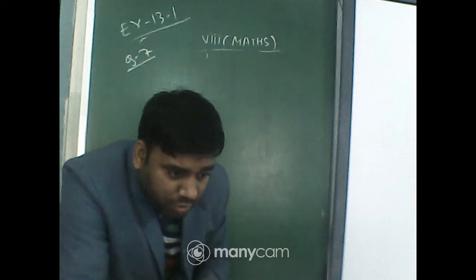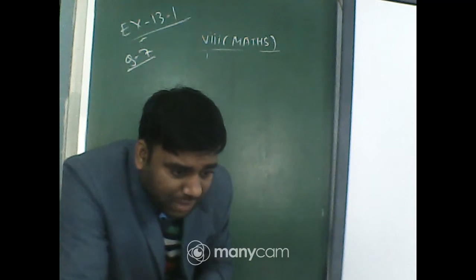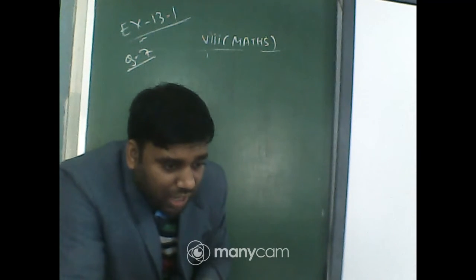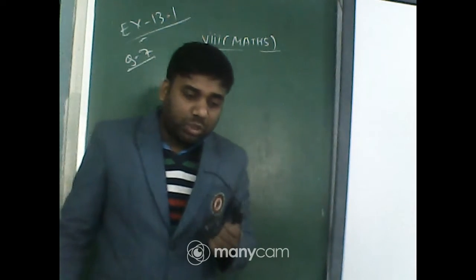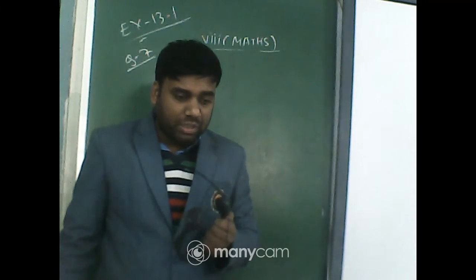Suppose 2 kg of sugar contains 9 into 10 to the power 5 crystals. How many sugar crystals are in there? Question number 1, 5 kg of sugar. Question number 2, 1.2 kg of sugar. It's a very easy question, students.